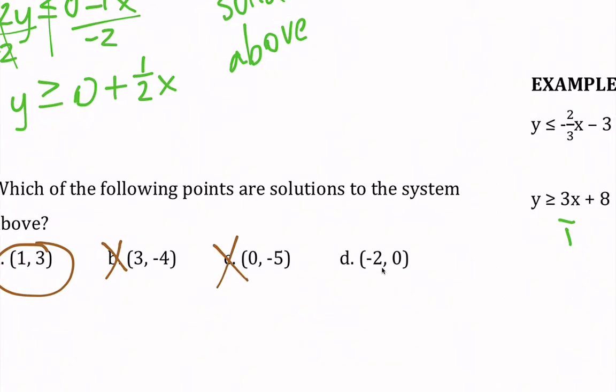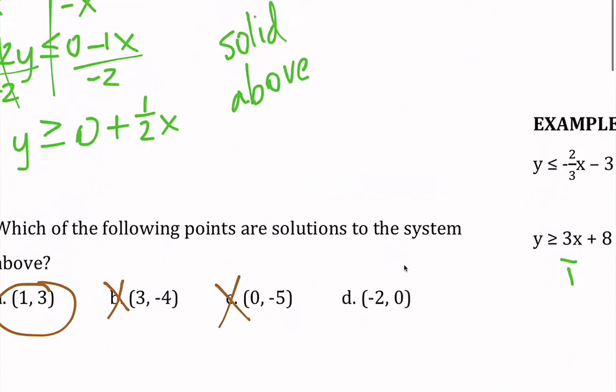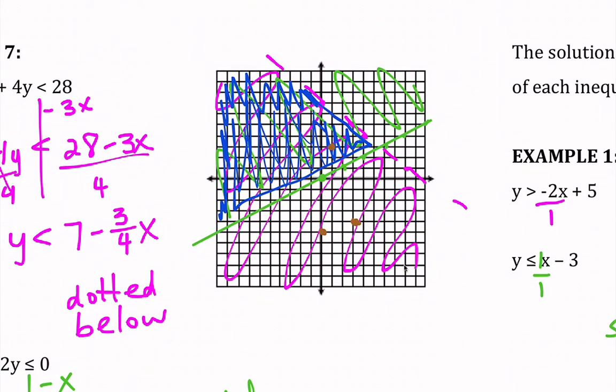Final point, -2, 0. Let's check that one out. -2 tells us to go back to the left 2, and 0 means no movement up or down. Okay, that point is inside where they overlap, so that point is also a solution.